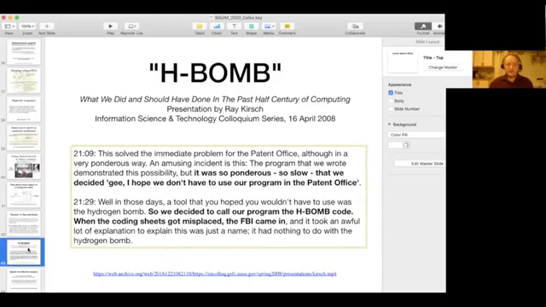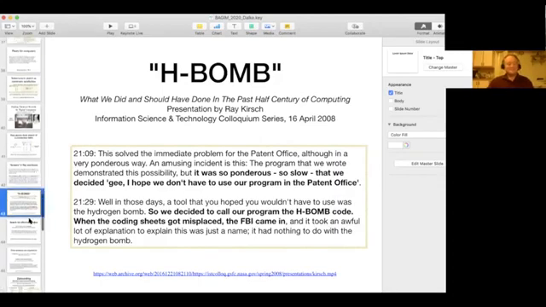But the algorithm was so ponderous, so slow, that we decided, I hope we don't have to use our program in the patent office. Well, in those days, a tool you hoped you wouldn't have to use was the hydrogen bomb. So we decided to call our program the H-bomb code. When the coding sheets got misplaced, the FBI came in.